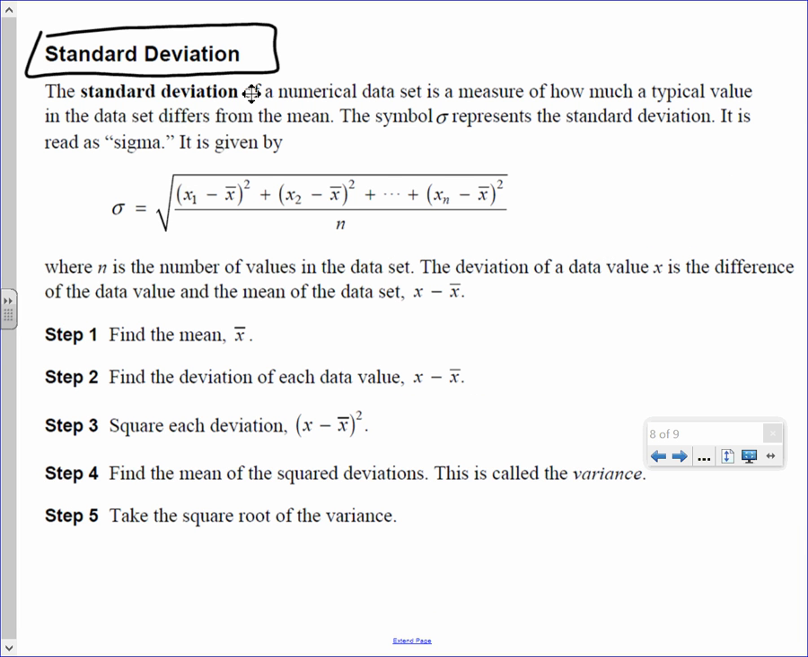It says standard deviation. Notice you have 5 steps. And what we're going to do is go through the 5 steps right now. But this is on your note guide, so you should be writing down nothing right now. You're not writing anything down. Okay? We got our 5 steps.